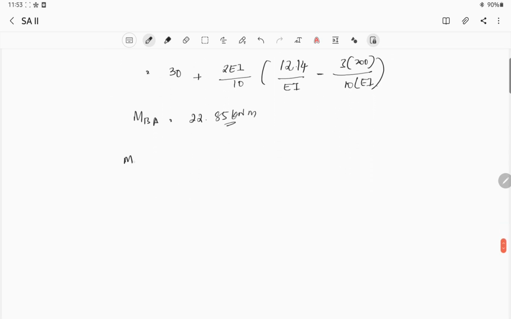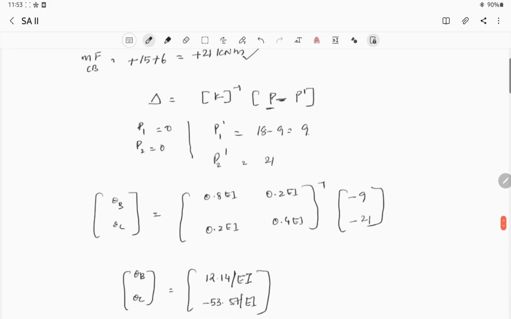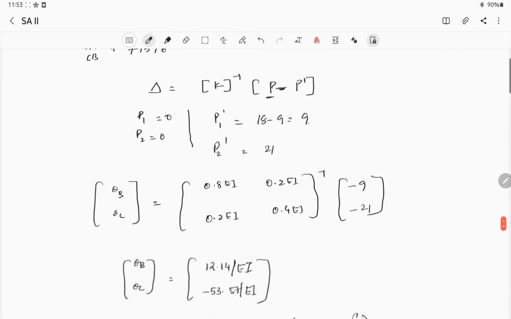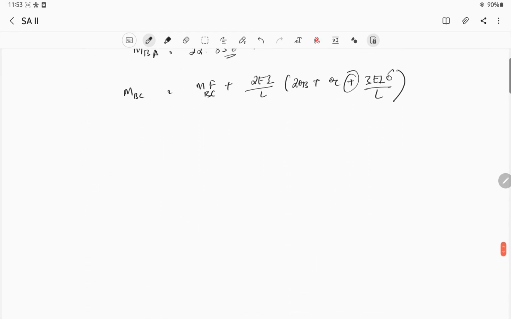Similarly, MBC is equal to MFBC plus 2EI by L into 2 theta B plus theta C plus 3EI delta by L. No, don't write L, only L. Okay. So why I'm writing here plus, here I have written minus. Why? Because we have done many problems on these cases. Since here MBC and MCB, here we have clockwise moments, but here we have anti-clockwise moments. Okay, that is why we are using minus plus here in this one.